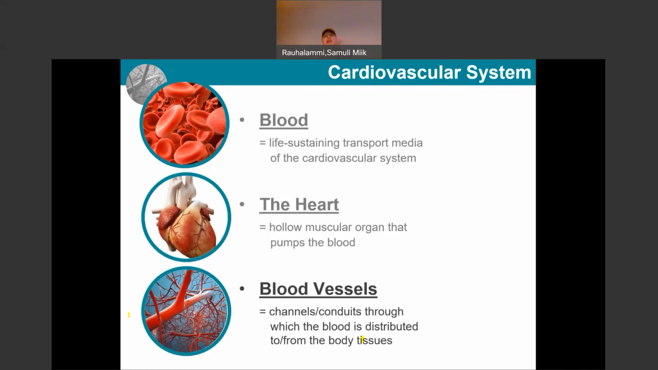So now, to complete this review of the cardiovascular system, it only makes sense that we shift our focus to the blood vessels.